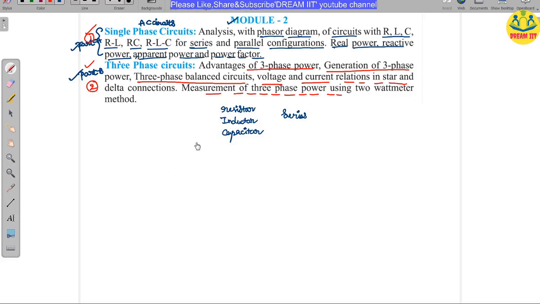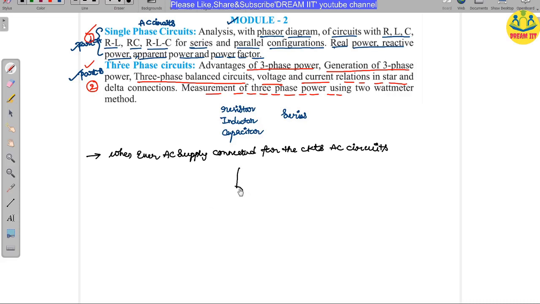We will start with single phase AC circuits. First, what is the meaning of single phase circuits? Whenever an AC supply is connected to a circuit, that type of circuit we can call an AC circuit. Previously we have seen a DC supply connected. Now we are going to connect an AC supply.